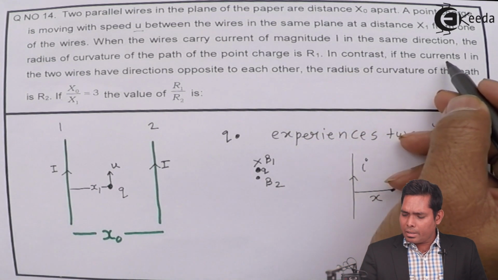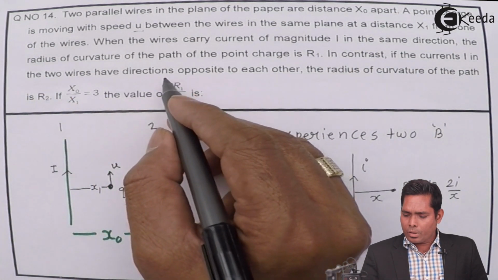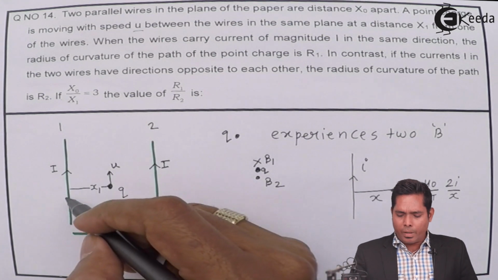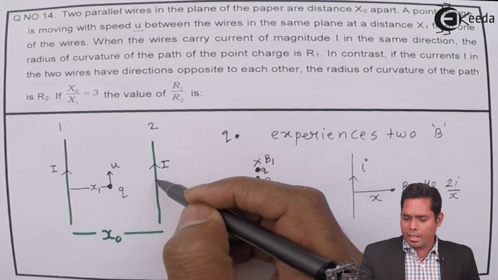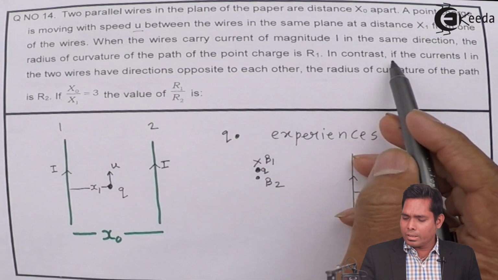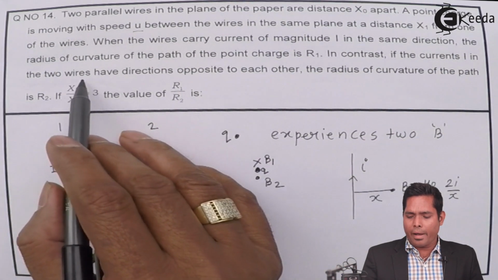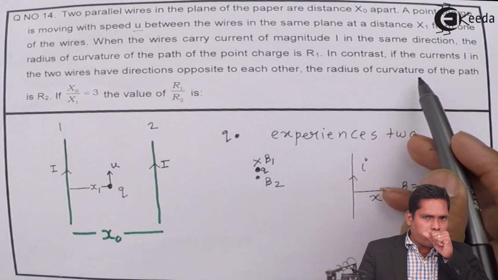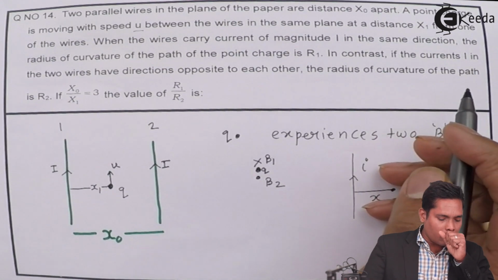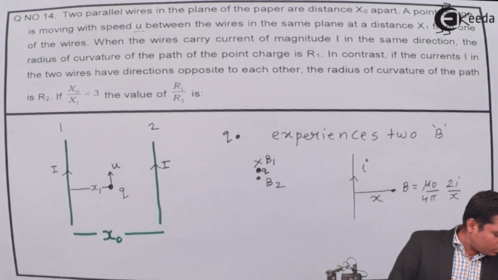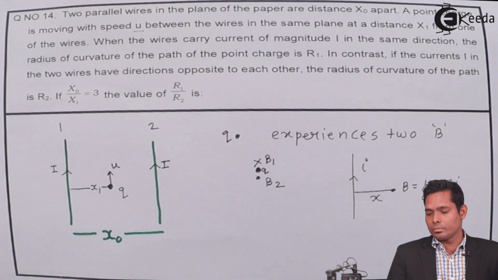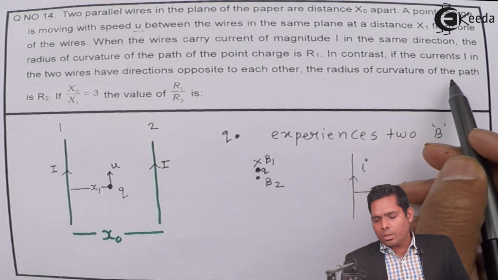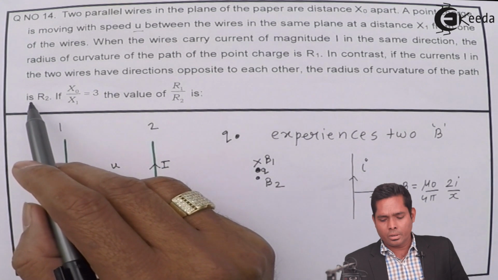In contrast, if the currents in the two wires have directions opposite to each other, now in the second case he reverses the direction. In this wire, upward direction; in this wire, he takes downward direction. In contrast, if the currents I in the two wires have directions opposite to each other, the radius of curvature of the path is R2.